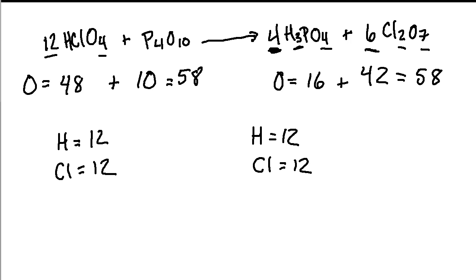The phosphorus, if I look here, I've got 4, and then here I have a 4 times 1, so that's 4, and the oxygens we just did, 58 and 58. We are good to go. You've balanced this very difficult equation at this point.